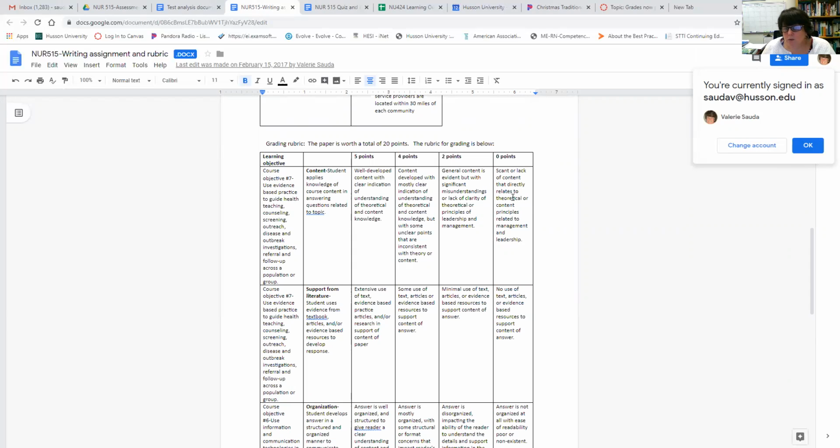I actually, in this rubric, picked 4 columns. One thing we don't want to forget is that some students just don't meet the benchmark or the expectations or the competency that we need. It's okay to give them 0.